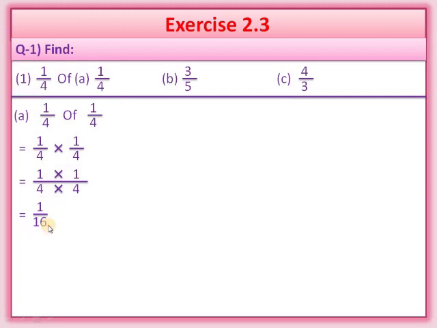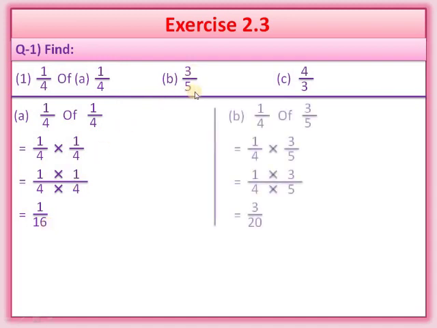Now we will move on to the B question, 1 upon 4 of 3 upon 5, right? So here 1 upon 4 multiplied by 3 upon 5. Okay, you know very well, already I told earlier. So we will multiply by all the numerators and all the denominators, right? Okay, so here 1 multiplied by 3 upon 4 multiplied by 5.